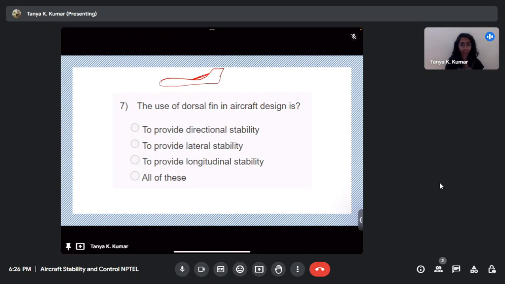So why is it used? To improve directional stability, correct? It's mostly used when the aircraft encounters high side slip events, right? So what happens is that it increases the range of the side slip that the aircraft is able to tolerate, or the aircraft is able to negate, right? When it encounters side slip angle, a stable aircraft has the inherent tendency to negate the effects of the side slip. So this dorsal fin increases the range up to which you can negate the effect of side slip. So it improves the control effectiveness of the vertical tail. So it improves directional stability.